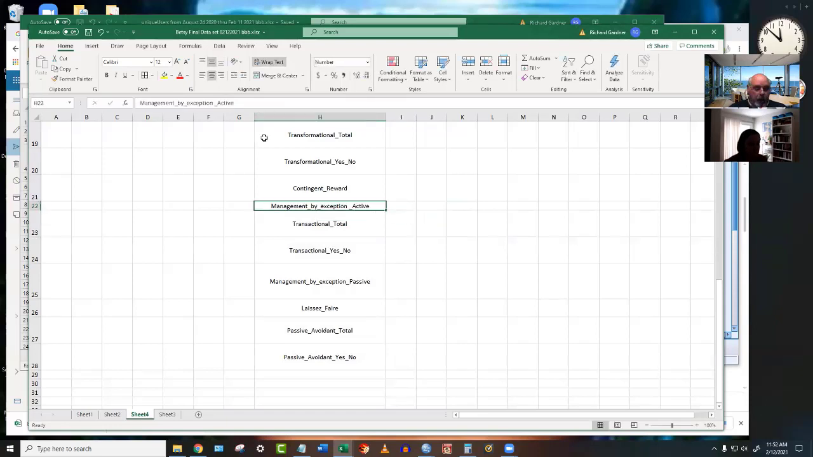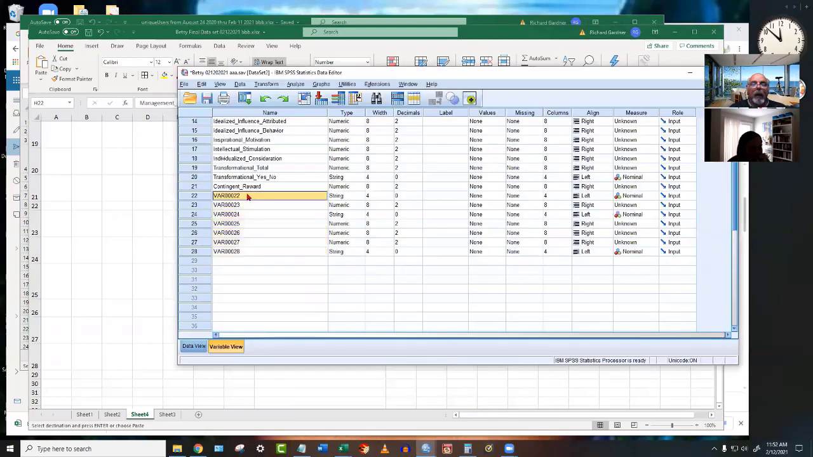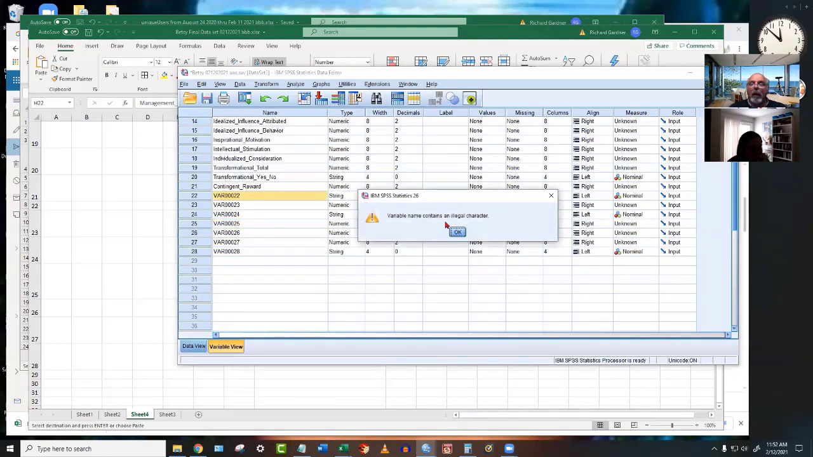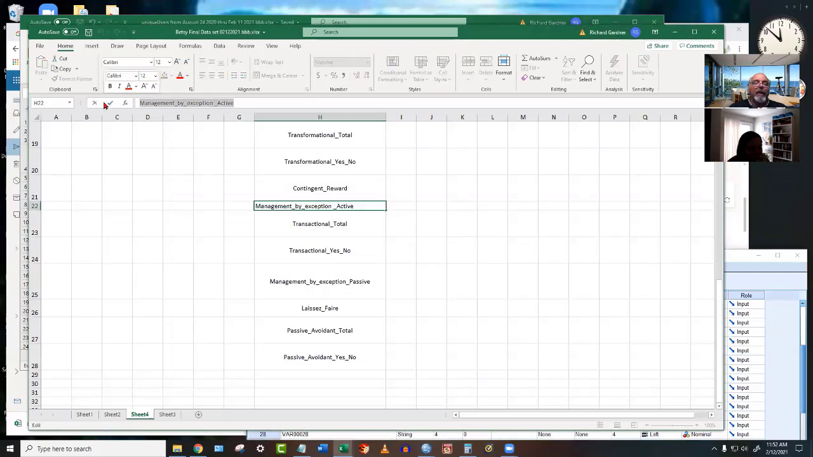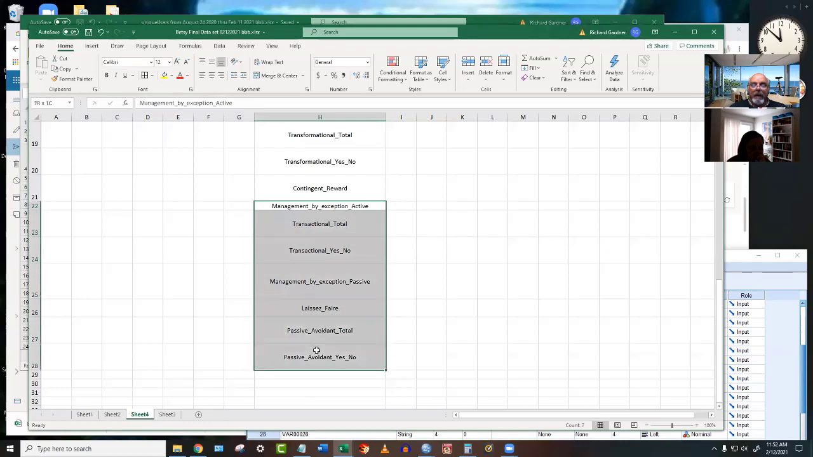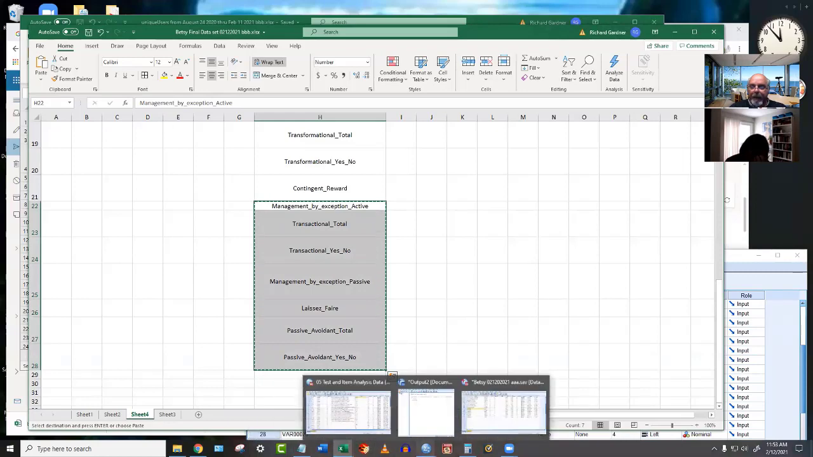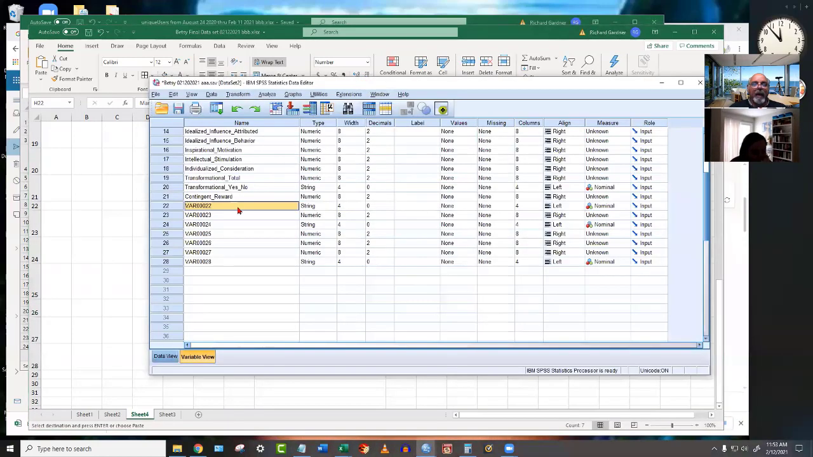All right, let's try that one again. All right, you're pissing me off. We're just going to have to do this the hard way. Do it the easy way or the hard way. Management by exception. Oh, there it is right there. It's hard to see those spaces. We don't have those computer eyes. Thank goodness. They're coming. Okay, so that's good to go.